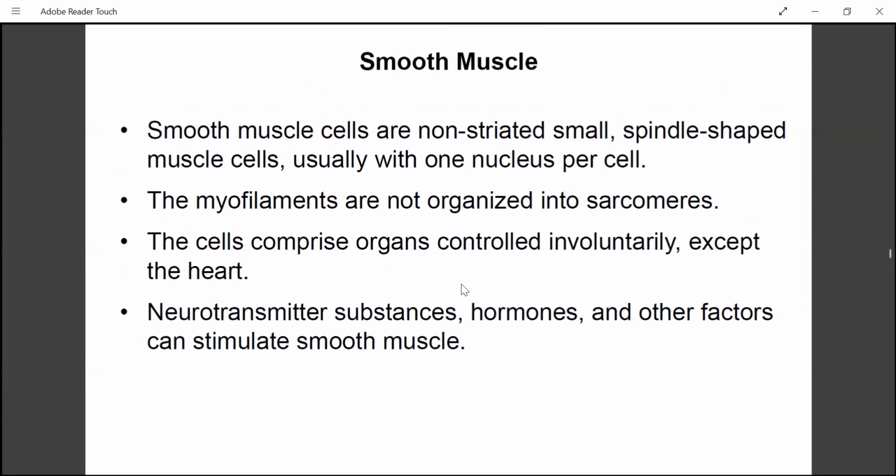Our smooth muscle is under control of our autonomic nervous system, but it responds to neurotransmitters, hormones, and other internal factors.